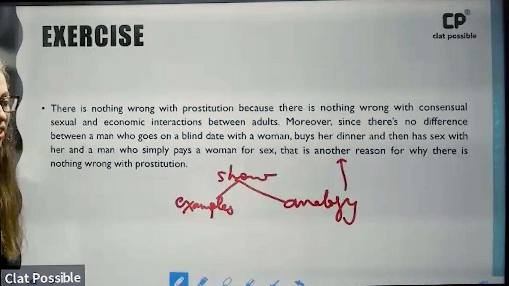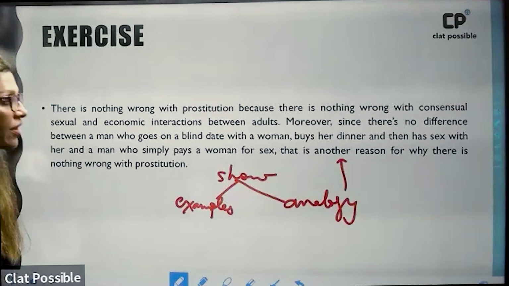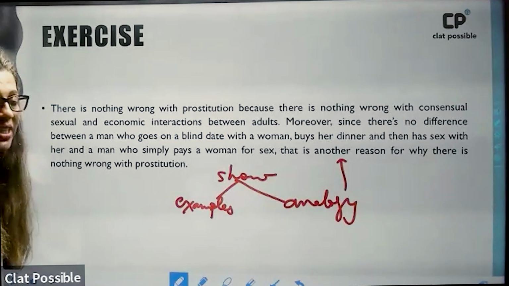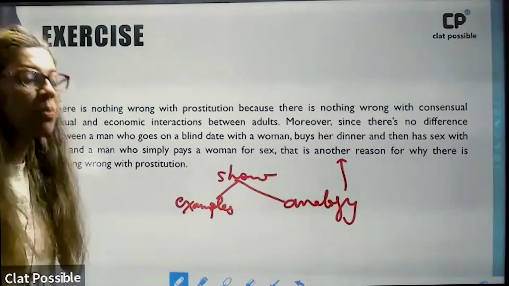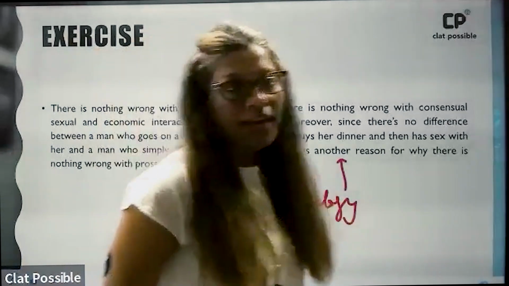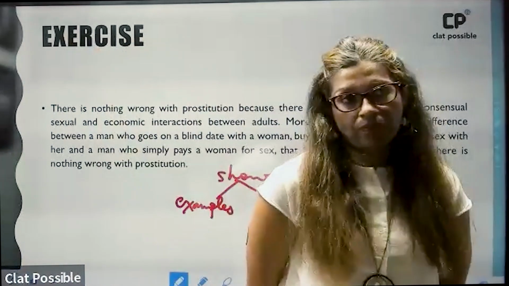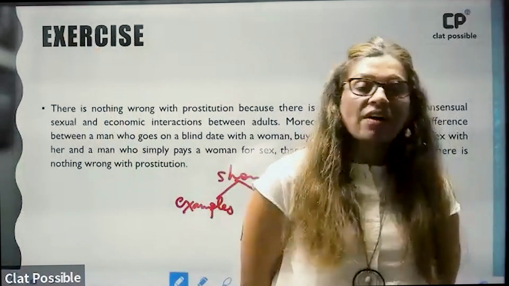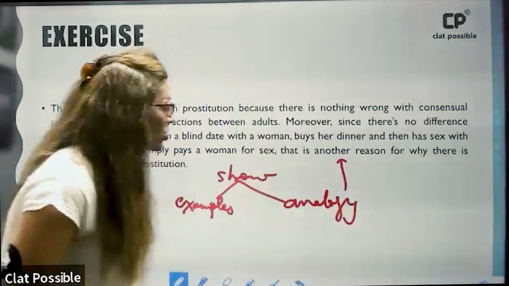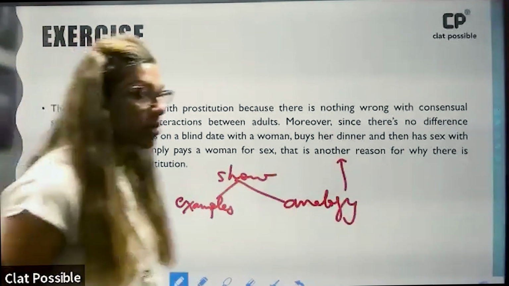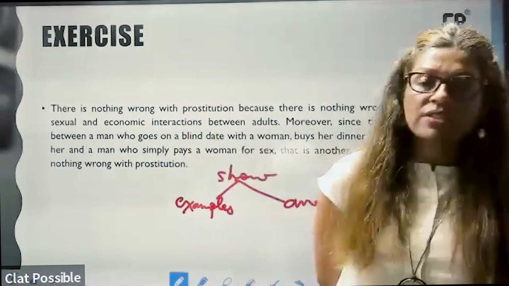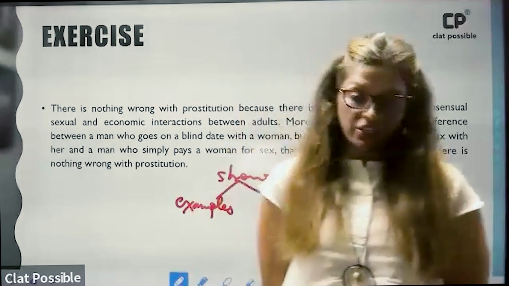So in this case, there is nothing wrong with prostitution is based on another assertion of the author that there is nothing wrong with consensual sexual and economic interactions. So the author is using the second line after because as a principle. Is this principle written in law? We don't know. It could be the author's own belief and principle. Right? But this is serving to be the direct evidence, and an additional evidence, an independent one, is this analogy. Analogy is a part of illustration. Illustrations are of two types, examples and analogies.